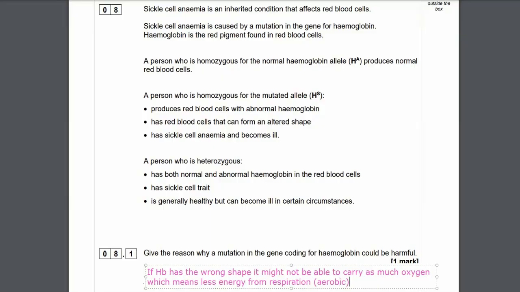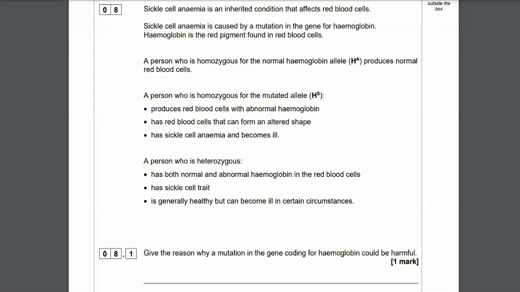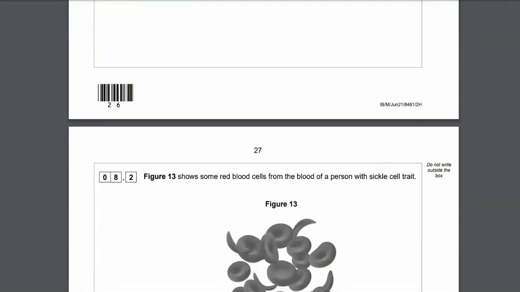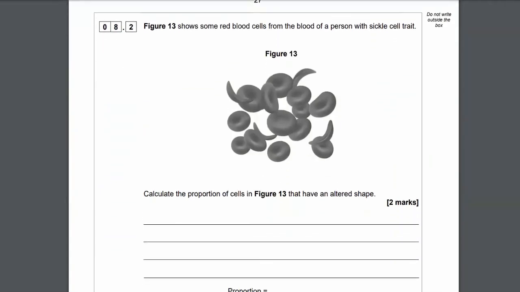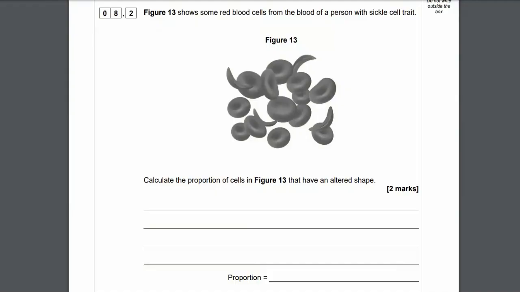Okay, 8.2. Figure 13 shows some red blood cells from the blood of a person with sickle cell trait. Calculate the proportion of cells in figure 13 that have an altered shape. So let's circle all the ones that look a bit weird and don't look like the donut shape. We've got 4 kind of sickle half moon shape. But what's the total number of red blood cells there? So now we need to count up the total number of red blood cells and then work out the proportion of the total that have the altered shape.